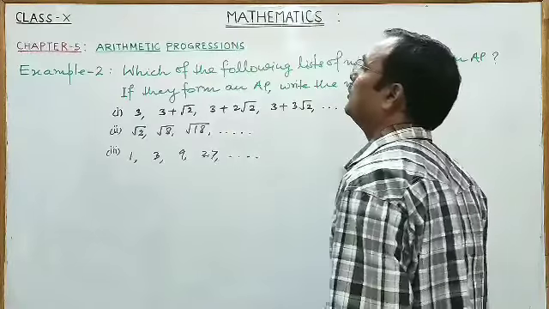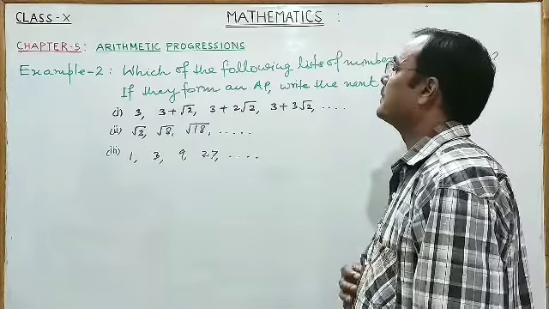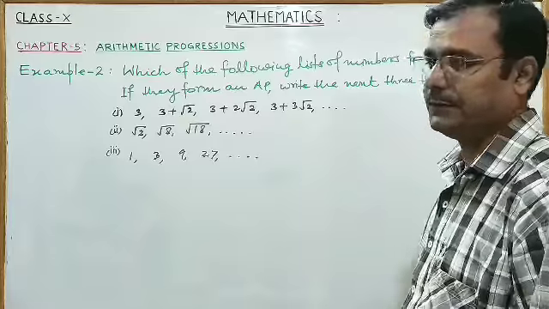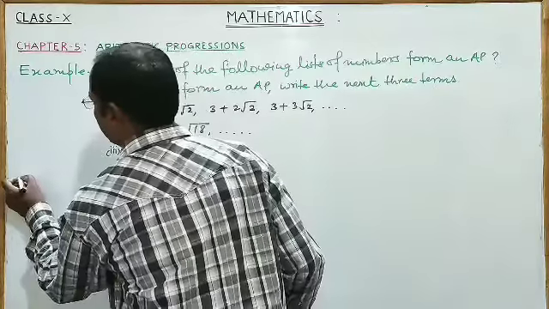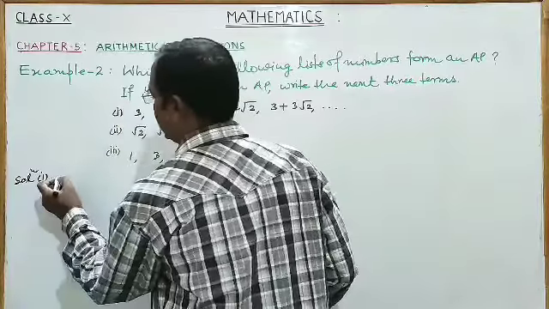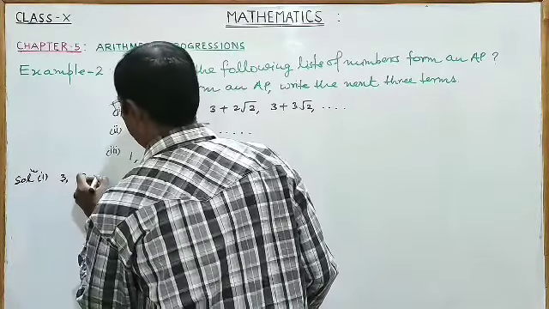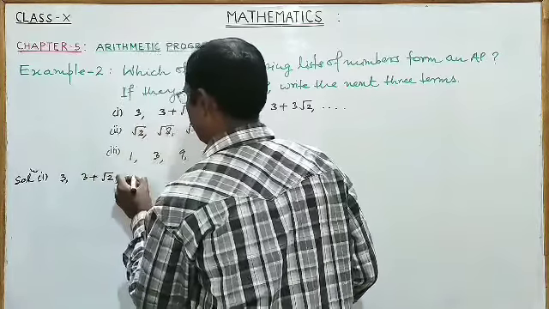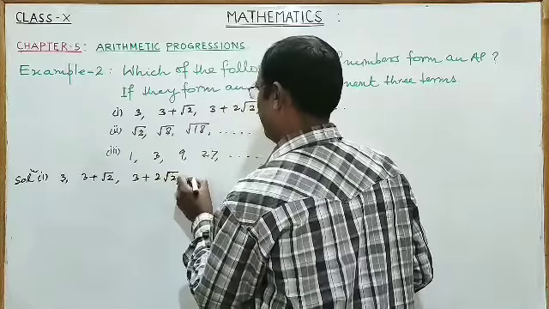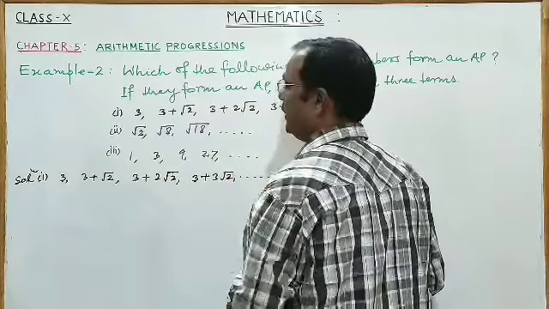Now see example number 2. Which of the following list of numbers form an AP? If they form an AP, write the next three terms. So the first list of numbers is 3 plus root 2, 3 plus 2 root 2, 3 plus 3 root 2 and so on.